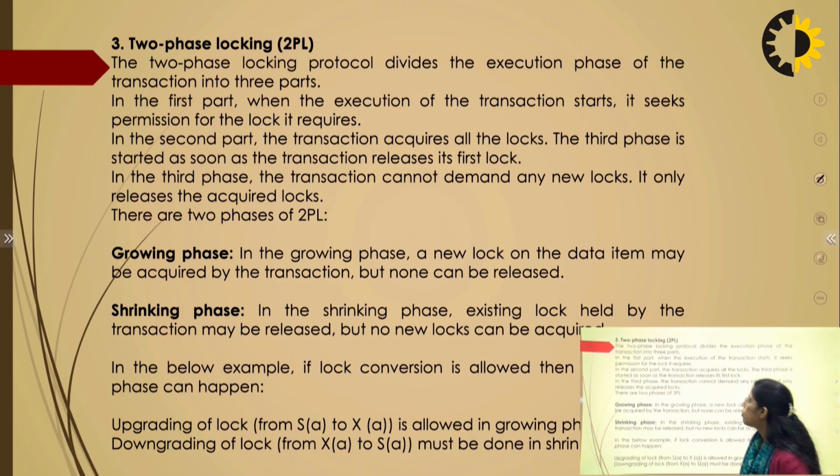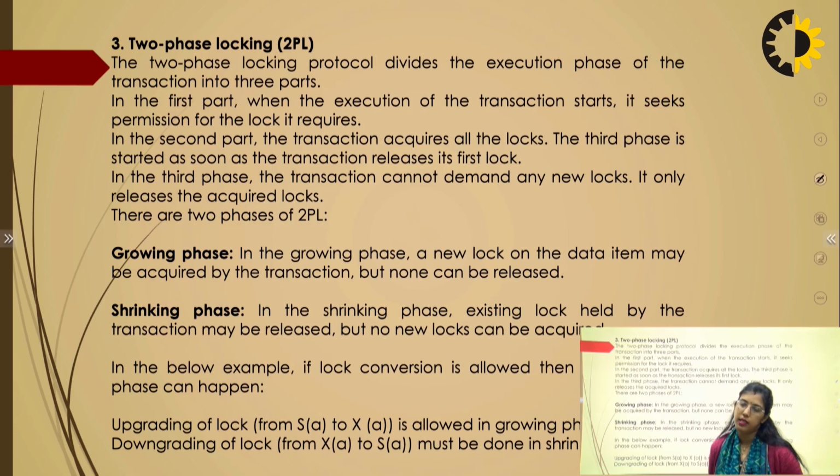Next one is two-phase locking. In this, the two-phase locking protocol divides the execution of the transaction into three parts. First is where the execution of the transaction starts. It seeks permission for the locks it requires. In the second phase, the transaction acquires all the locks. In the third phase, as soon as the transaction releases its first lock, it cannot demand any new lock. It only releases the acquired locks.